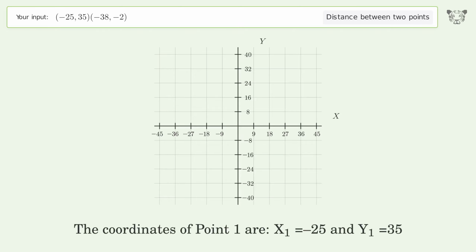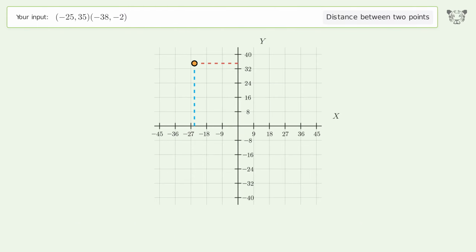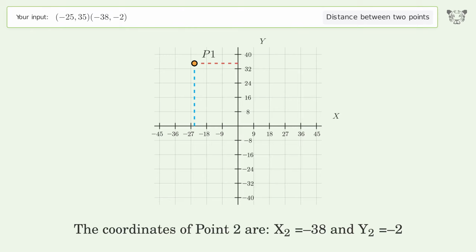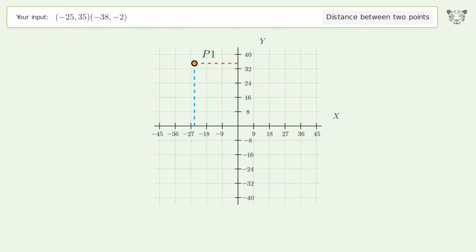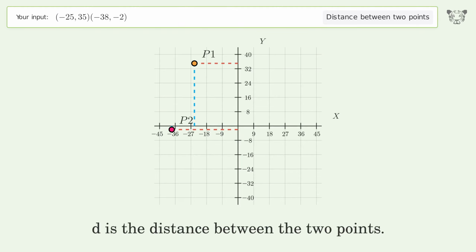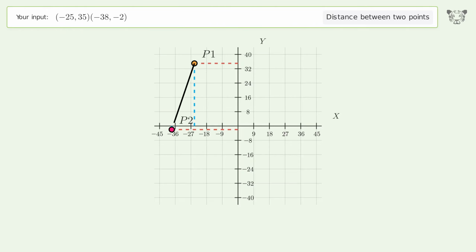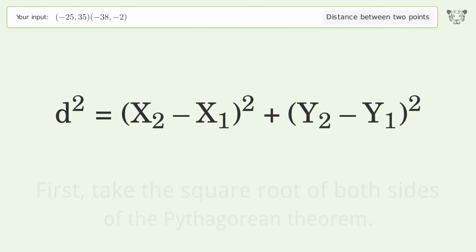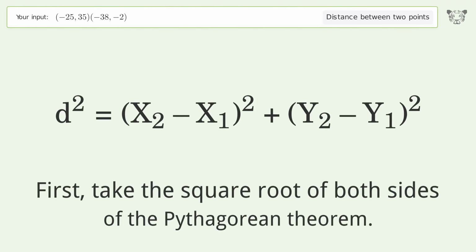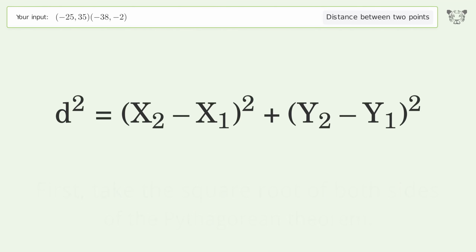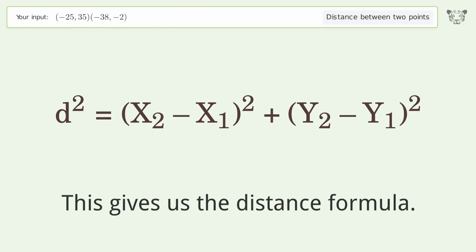The coordinates of point 1 are x1 equals -25 and y1 equals 35. The coordinates of point 2 are x2 equals -38 and y2 equals -2. D is the distance between the 2 points. First, take the square root of both sides of the Pythagorean theorem. This gives us the distance formula.